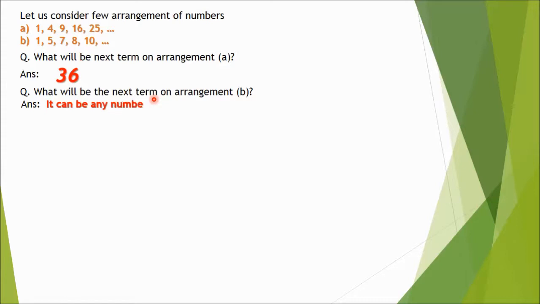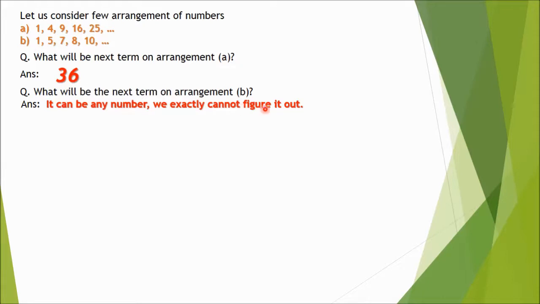Now there is a twist. It can be any number. We cannot exactly figure it out. You may have guessed a number, but whether that number is correct or not, we cannot exactly figure it out, because there is a reason, and we will come to that reason also. It can be any number. We cannot exactly figure it out.